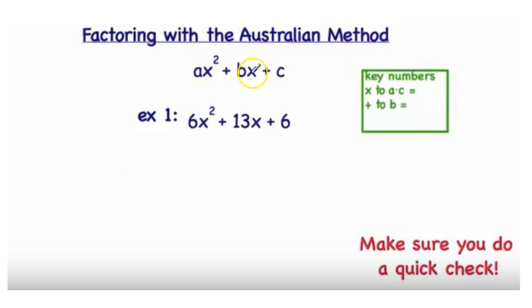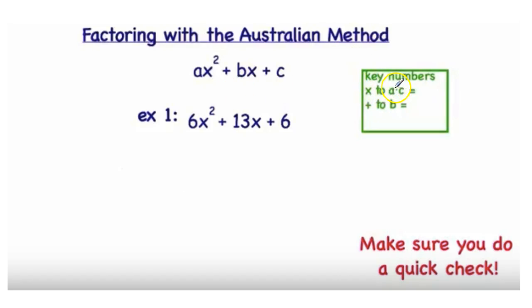When you have a trinomial, it is written like this. This is standard form: ax squared plus bx plus c. A is the number in front of the x squared, or the coefficient, and b is the number or coefficient in front of the x, and c is just the number, there's no x to it. So these key numbers, this is what we need to write down.